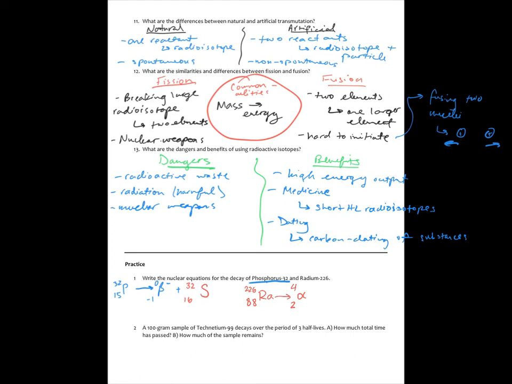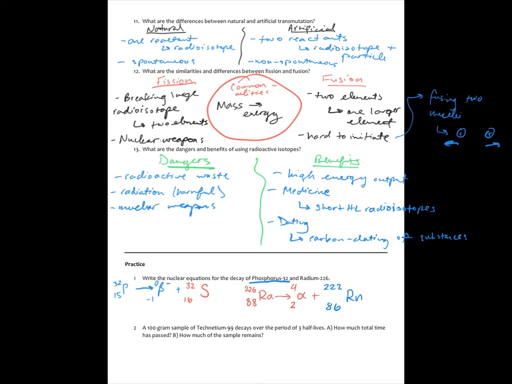Alright, now we gotta fill in the rest of this. Remember, keep in mind, we need to keep 226 as our total on the top number. So if we already have 4 on the right side, that means we got to fill in the rest to add up to 226. So 222 will be our top number. And on our bottom number, we need a total of 88. We already have 2 there. So that means we need 86. To finish us off, we need to look at the periodic table to find out what element number 86 is. And you should get that radon is our answer.